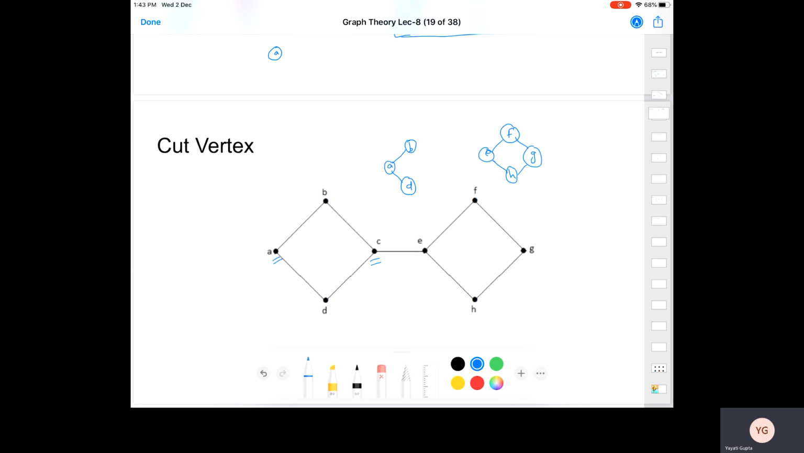So the vertex C is a cut vertex here. Similarly, the vertex E is also a cut vertex here. It will result in a symmetrically opposite figure.